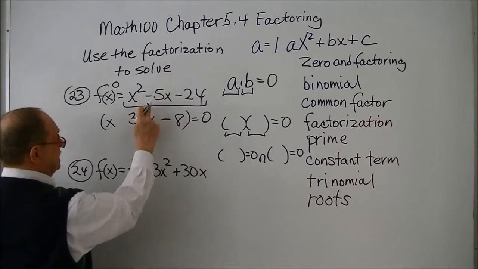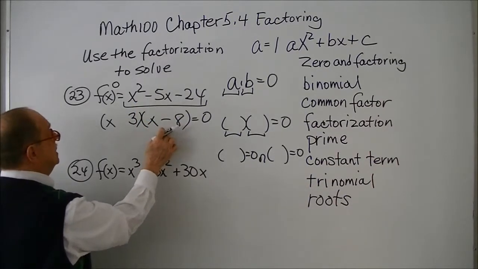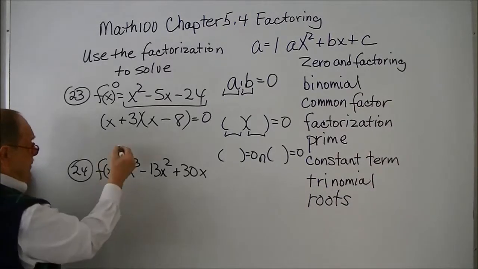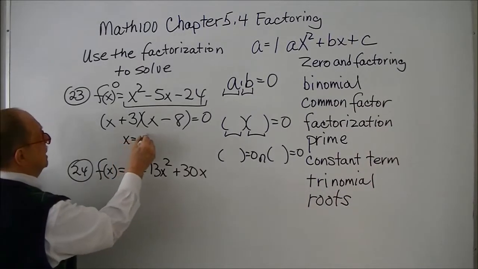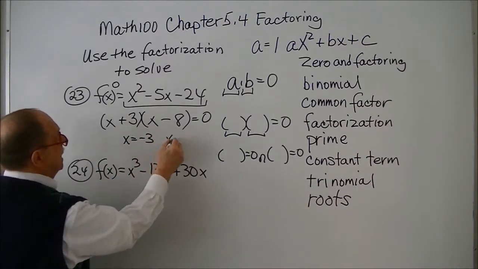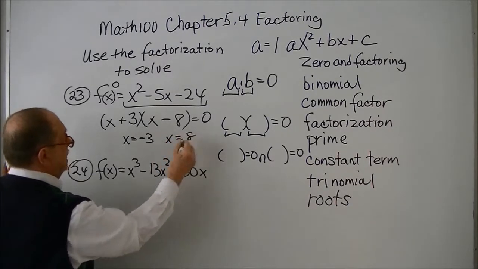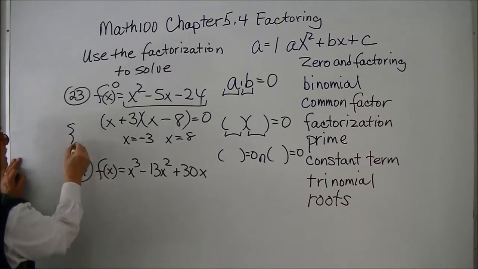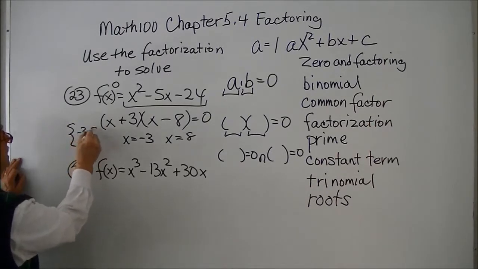Because the middle sign is negative, my larger one has to be negative, and this will be positive. So here, x will equal -3, x equals 8. So my answer set is -3, 8.